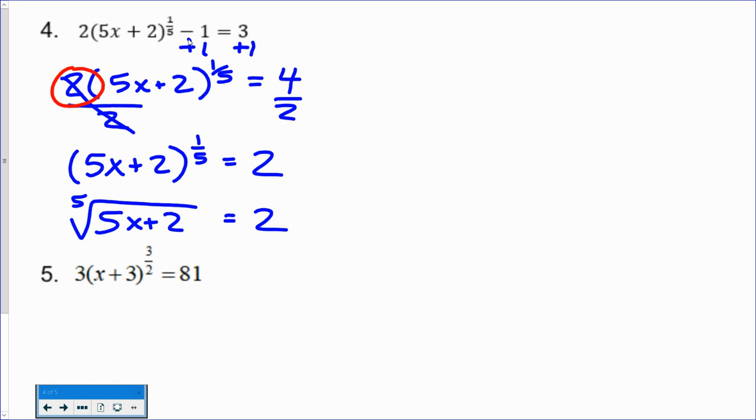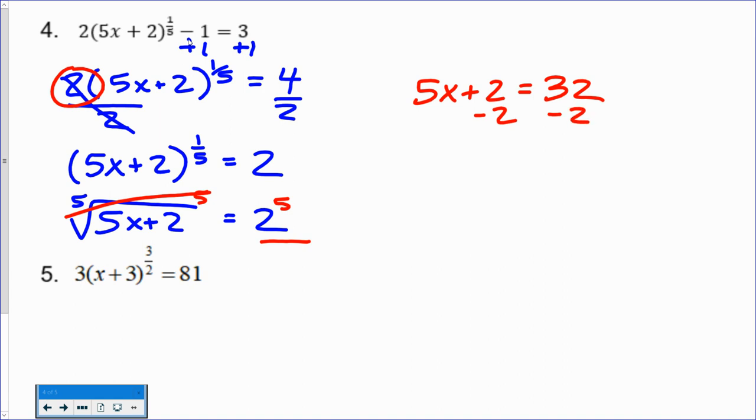But to undo a fifth root, we would have to raise it to the fifth power on both sides. So that's going to undo each other. I'll put it over here. So now I have 5x plus 2 would equal 32, because I had to take 2 to the fifth power. And now I can finally get x alone. Subtract 2, divide by 5.